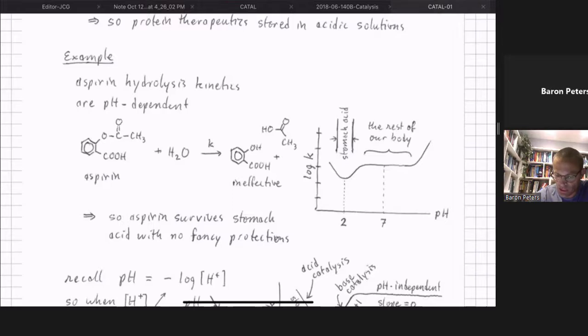The rate constant starts out high. As the pH increases, I dip, passing through a minimum at around 2. And then I have this plateau, which corresponds to the pH in the rest of our body. The minimum around 2 happens to coincide with the pH of the stomach. And the consequence of this is that aspirin degrades slowly at the conditions in the stomach, and that helps it make it into your tissue with no fancy protection.